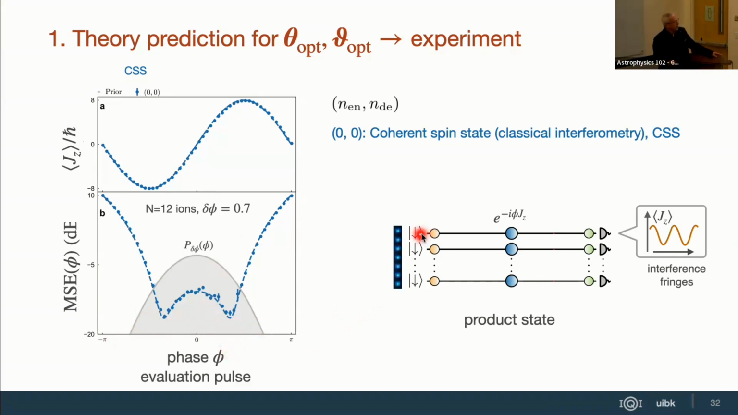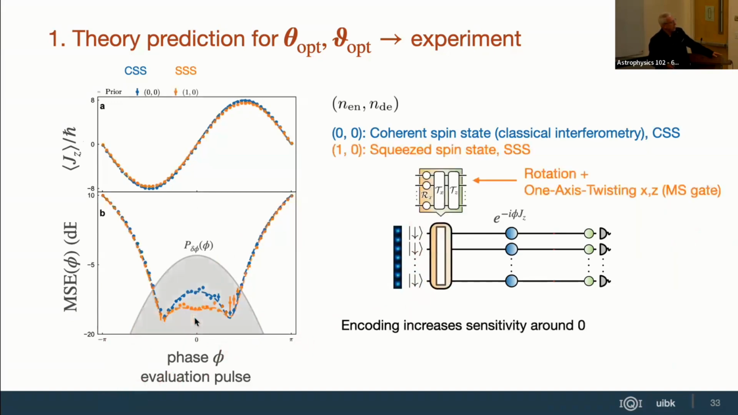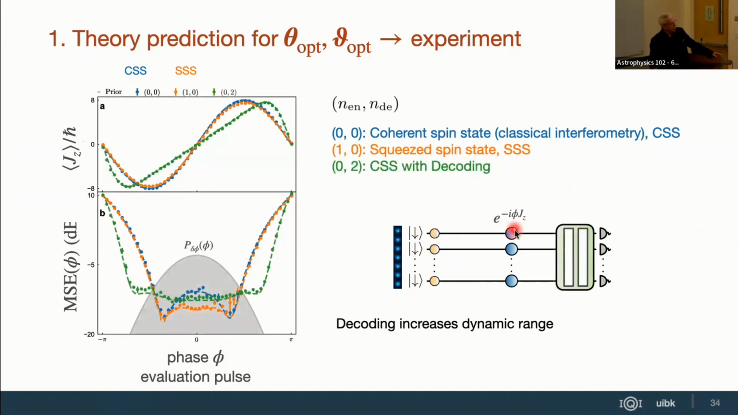When you do product states, you get it here, and now we want to improve. This is coherent spin states. If I make this a squeezed spin state, which is optimized to bring this down over this dynamic range, you can see the noise going down. It's very good. But then you can also see that if you optimize only the measurement circuit, the range gets actually broader. So this is no longer a sine function. This is more like a triangular ramp. You can see this becomes very broad.